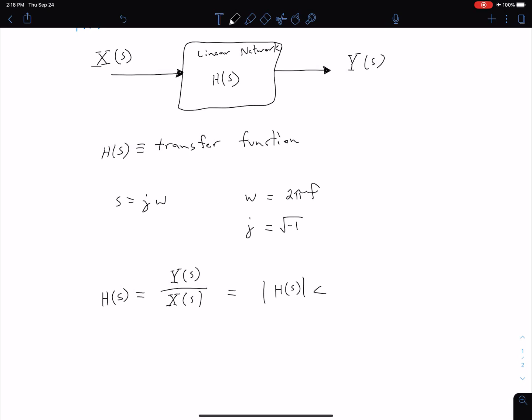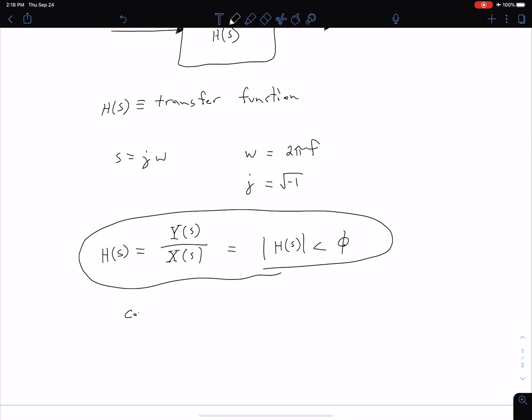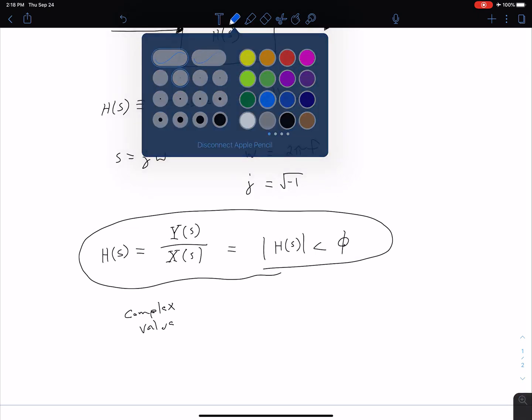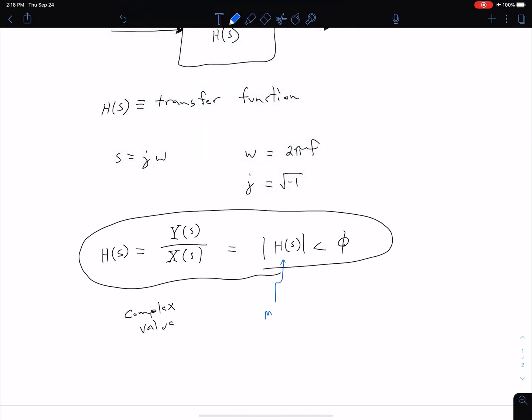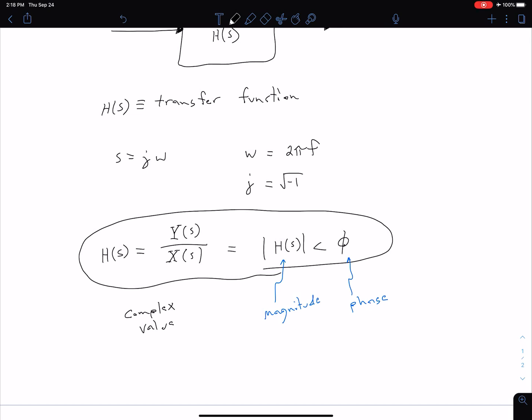And then angle with some phase angle. So this is sort of the definition of our transfer function. And so again, note this is a complex value. And that complex value consists of our magnitude and our phase information. And so we'll look at an example in the next video, because I know a lot of this stuff kind of is hard to grasp without an example.